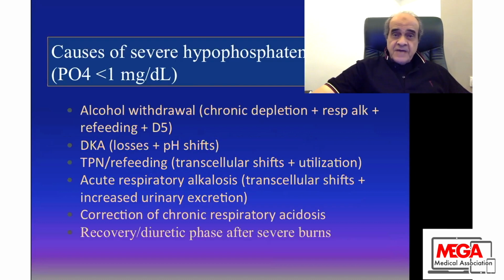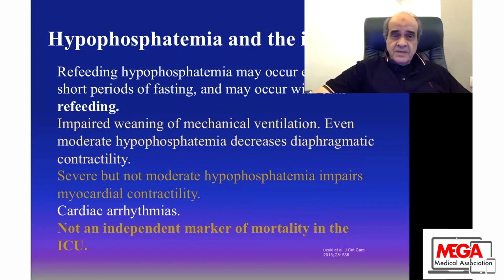Causes of severe hypophosphatemia: alcohol withdrawal, this is very common, refeeding, DKA, TPN refeeding, acute respiratory alkalosis, correction of chronic respiratory acidosis, and recovery and the diuretic phase of severe burns. All these are causes of severe hypophosphatemia.